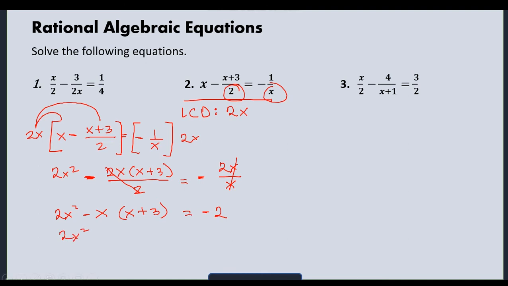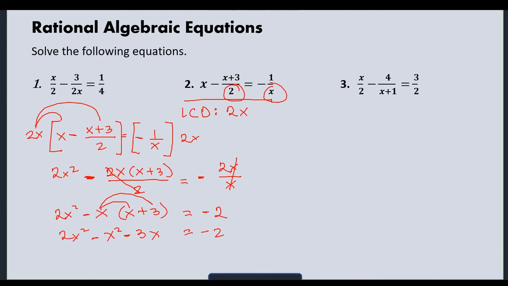And then look here, we have a negative x times x. Always remember to include the sign before the variable when multiplying. Otherwise, you will get the wrong answer if you neglect this negative sign. Again, negative x times x is negative x squared. Next, negative x times positive 3 will give me negative 3x equals negative 2.